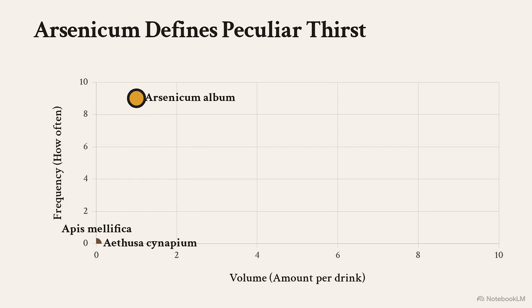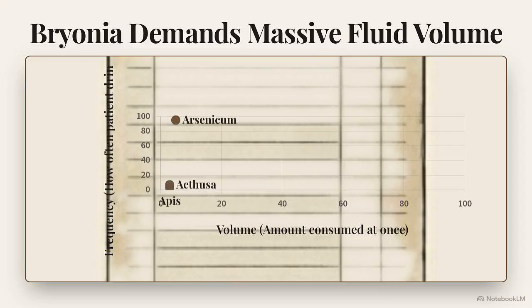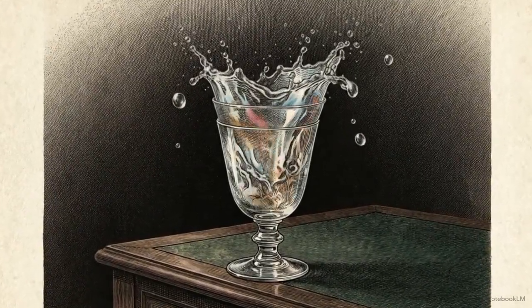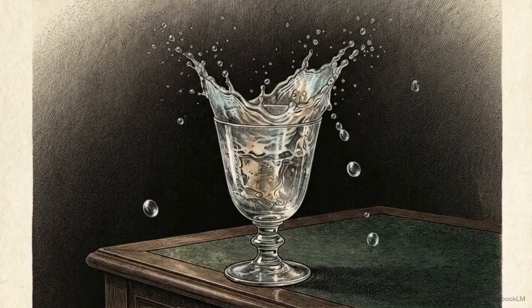The patient takes frequent small sips. Despite suffering from intense internal burning pains, the Arsenicum patient specifically desires cold water. This directly contrasts with Bryonia alba, which features long intervals between drinking, but a massive volume of fluid consumed at once. By isolating these exact metrics, the text transforms a basic bodily function into a systematic method of differentiation.